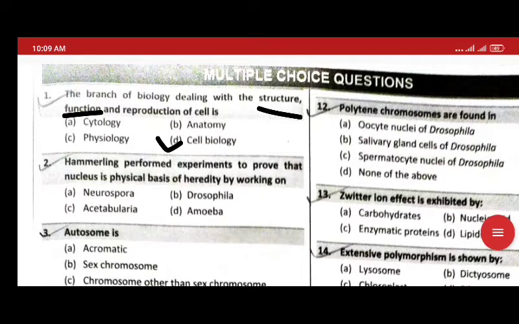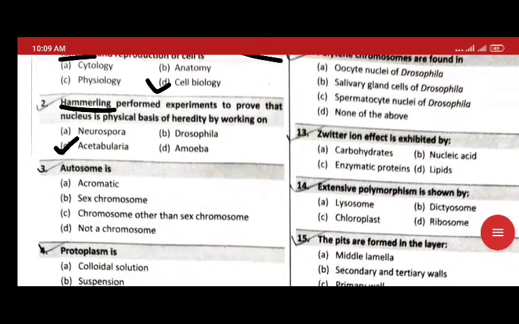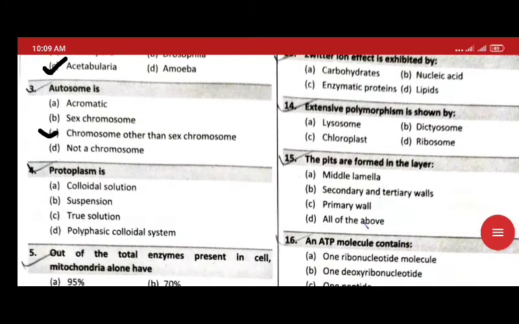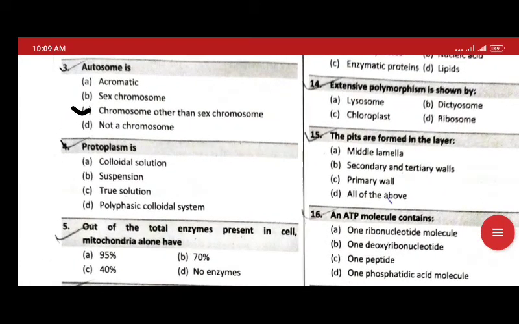Now Hammerling performed an experiment to prove that nucleus is the physical basis of heredity, by working on Acetabularia. So 2C is the right option. You should remember Acetabularia, Hammerling's experiment. Now autosomes are other than sex chromosomes, so C is the main answer. Like XY is the sex chromosome, or XX is the sex chromosome.